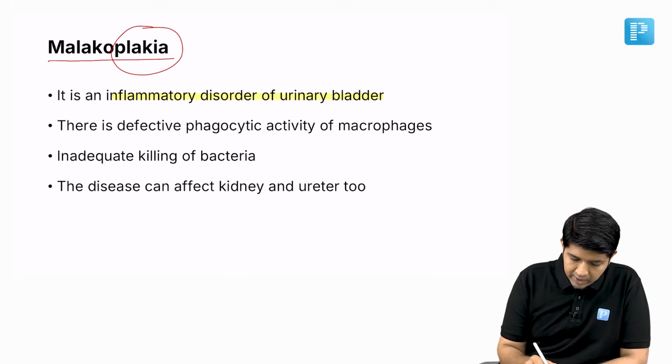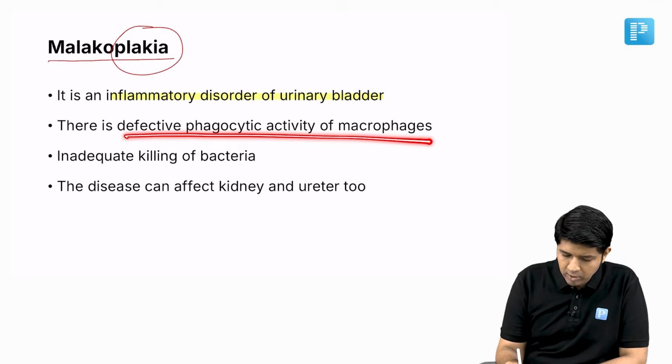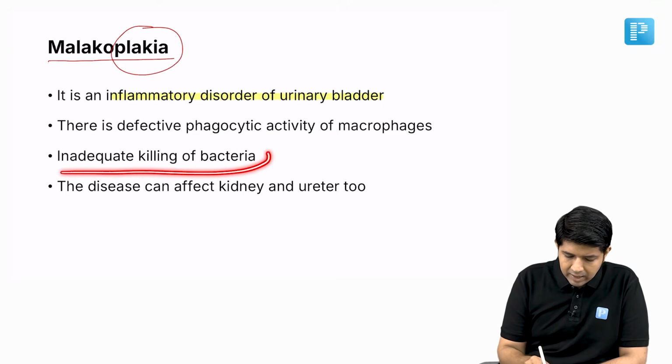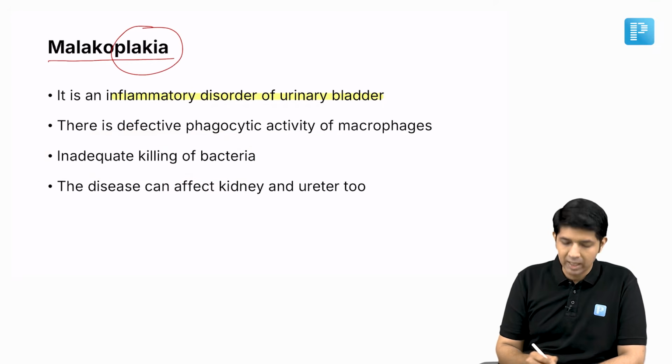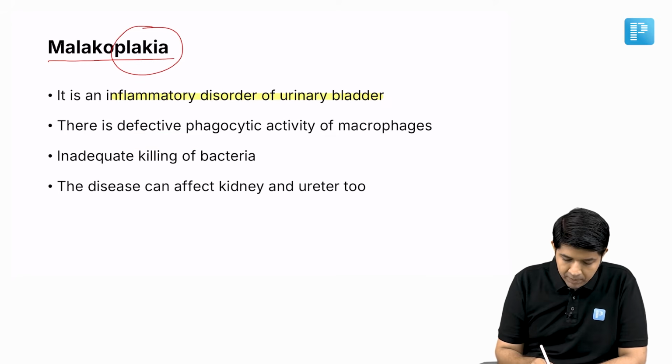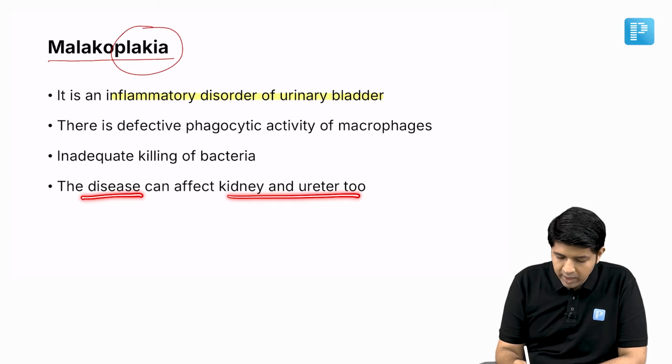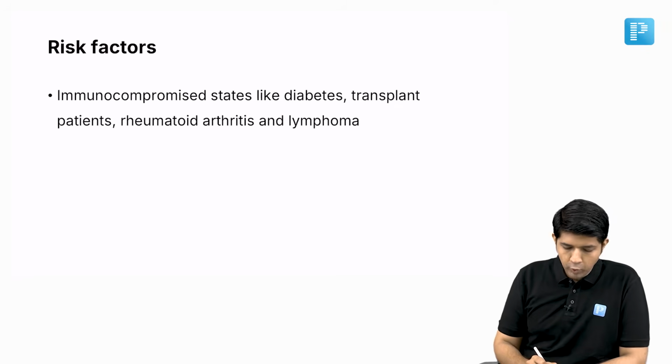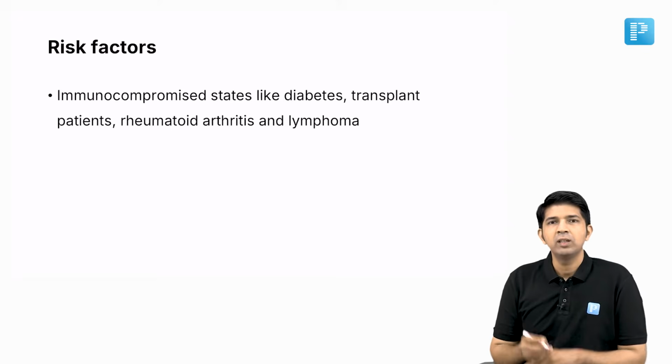So in this particular scenario, there is defective phagocytosis of macrophages and there is inadequate killing of bacteria. That is why there is a persistent continuous inflammation going on, and this disease can also affect the kidney and the ureter also. Now if you look at risk factors, very simple.